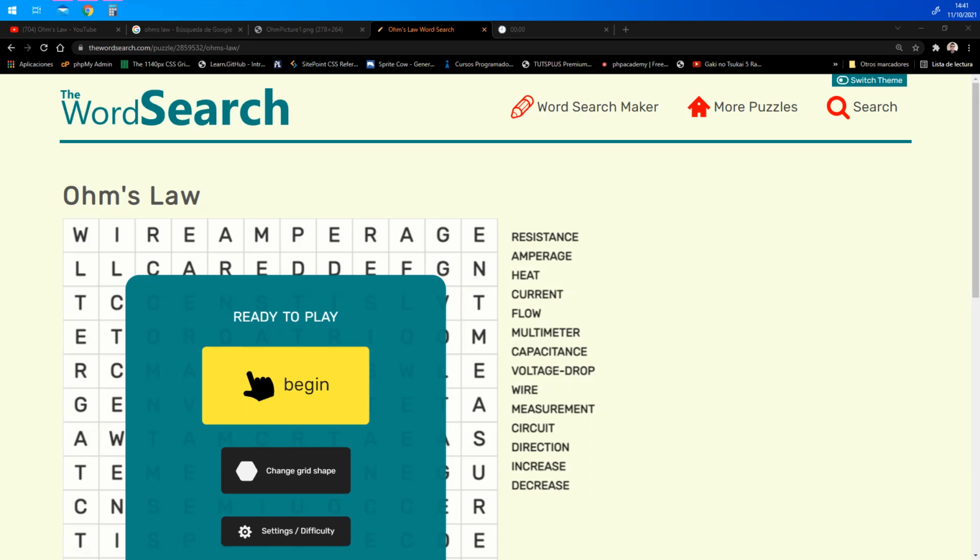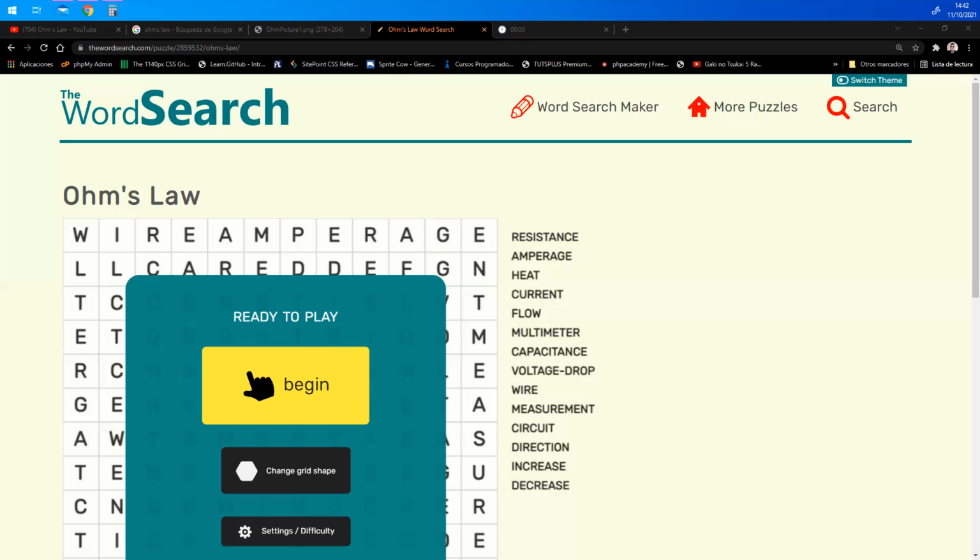Wire, measurement, circuit, direction, increase, decrease. Incremento, decremento. Eso significa ese increase y decrease.